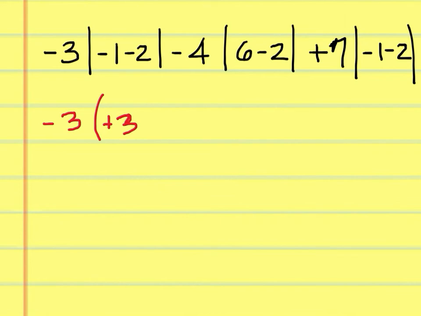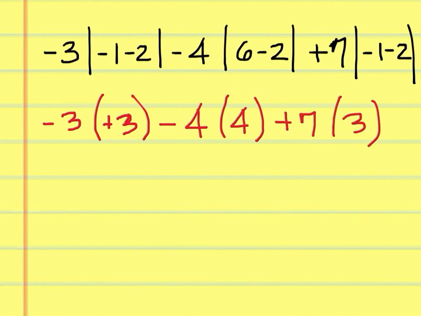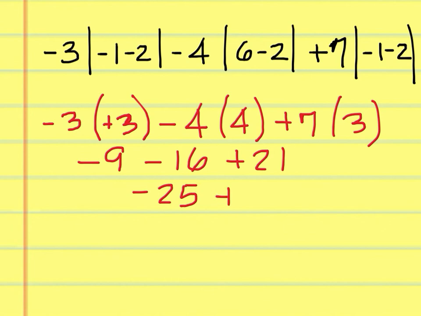For this problem, you should have -3 times a positive 3, and then minus 4 times a positive 4, and plus 7 times a positive 3. So that is -9 minus 16 plus 21, which is -25, plus 21. The answer is -4.